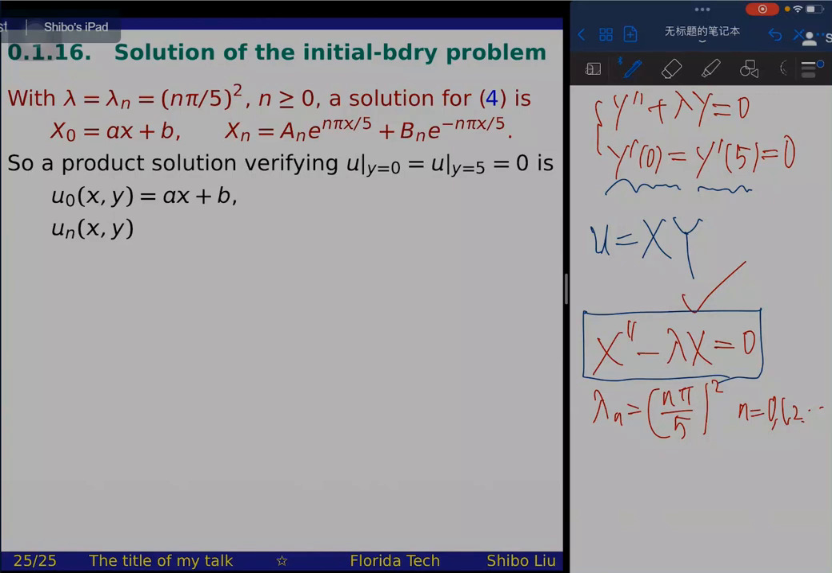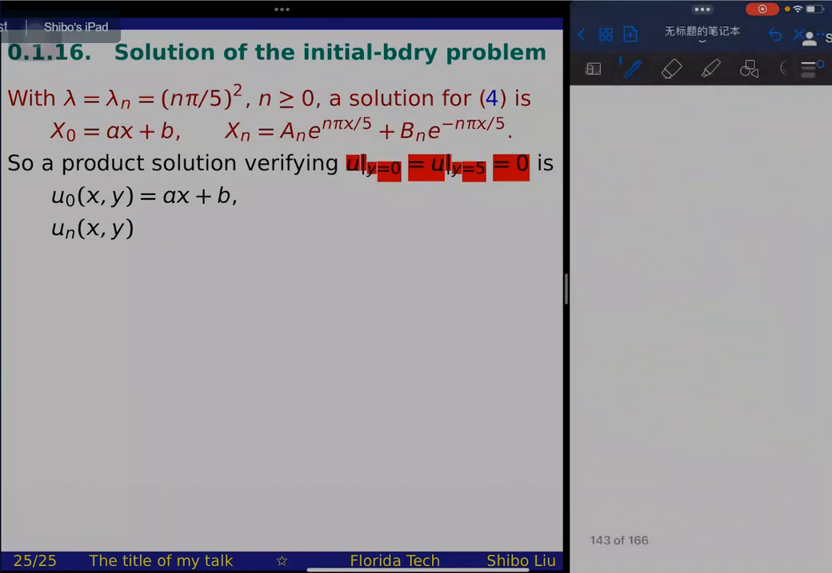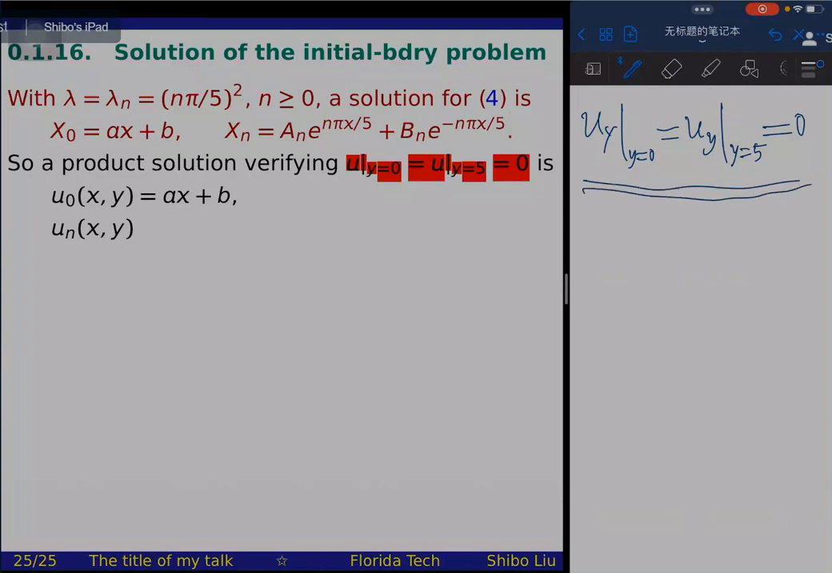Sorry, I have a misprint here. The condition that our product solution satisfies is not this one. It's uy when y equals 0 equals uy when y equals 5 equals 0. This is a misprint. So the product solution of the Laplace equation satisfying the Neumann boundary condition at the bottom and the top of the rectangle is given here.